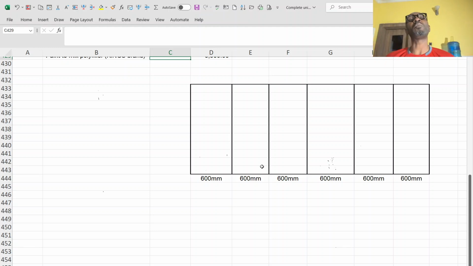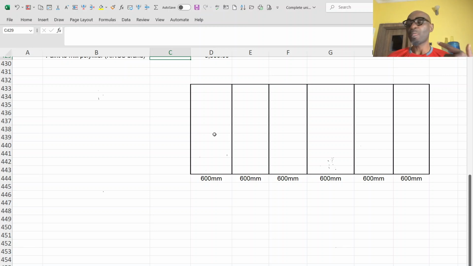So what I'm trying to drive across is, if you are using a 1.2 board, it is ideal that the profile will be spaced at 600 centers. If you are using a 1 meter board, it is certain that you're going to place the profile at 500 centers. Whichever boards you find within your region, that is what will determine how you're placing your vertical profile.